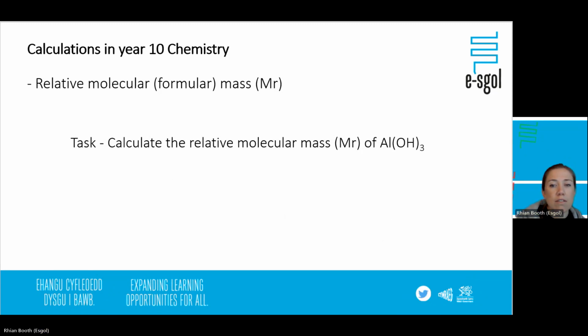Okay, right, well, it's your turn to try an example as well. So can you calculate the relative molecular mass for aluminium hydroxide, please? Pause this if you'd like some time to do the workings out.